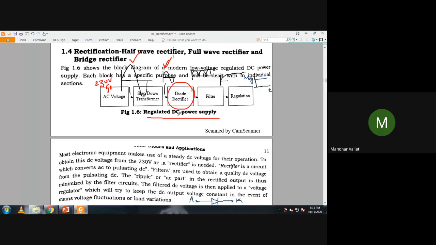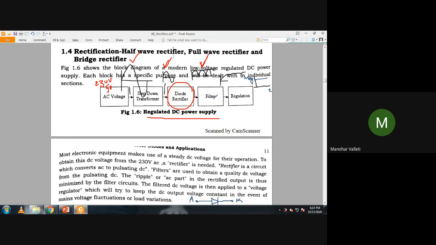Among the three rectifiers, the best one, the full wave rectifier, gives an output like this. In this output, it is not pure DC, it is pulsating. The AC components we also call ripples, and the DC component will also be there in this output. This will be given as input to the filter.